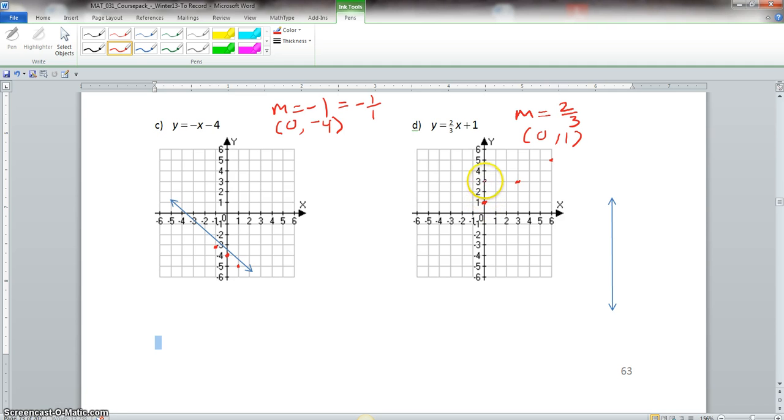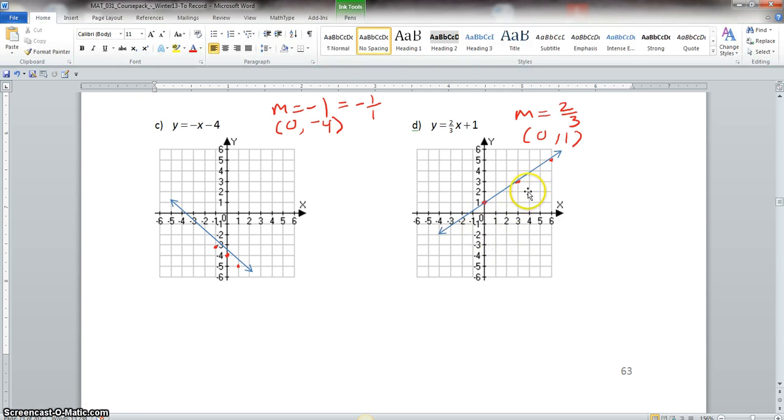We have 2 for our rise, and our run is 3. That gave us this point here. Then 2 for our rise, and our run is 3. So now we need to draw a straight line. And this is about how close it's going to get there.